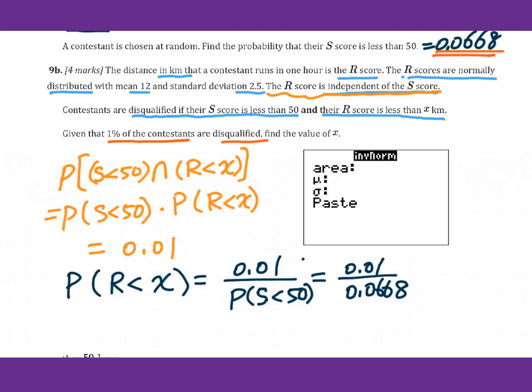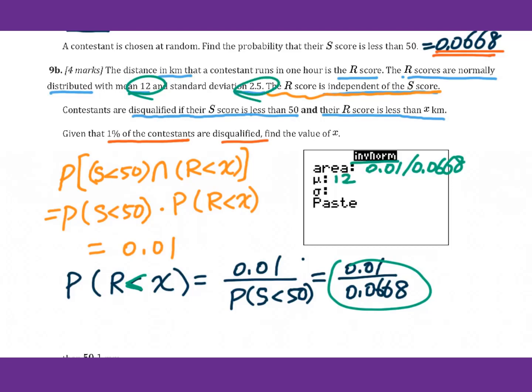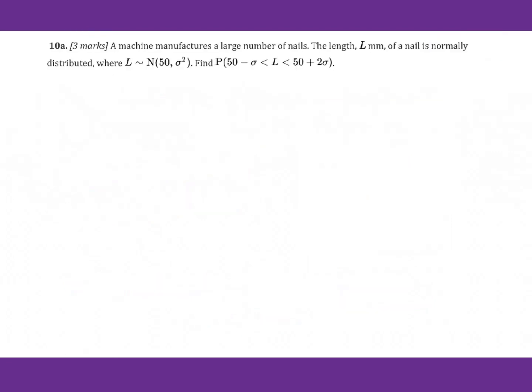Then we use the inverse norm. Since here it's a less than, this number you can put into this area, 0.01 over 0.0668. The mean, that is 12. Standard deviation is 2.5. When you put into a graphing calculator, you will get X equals 9.41 kilometers.